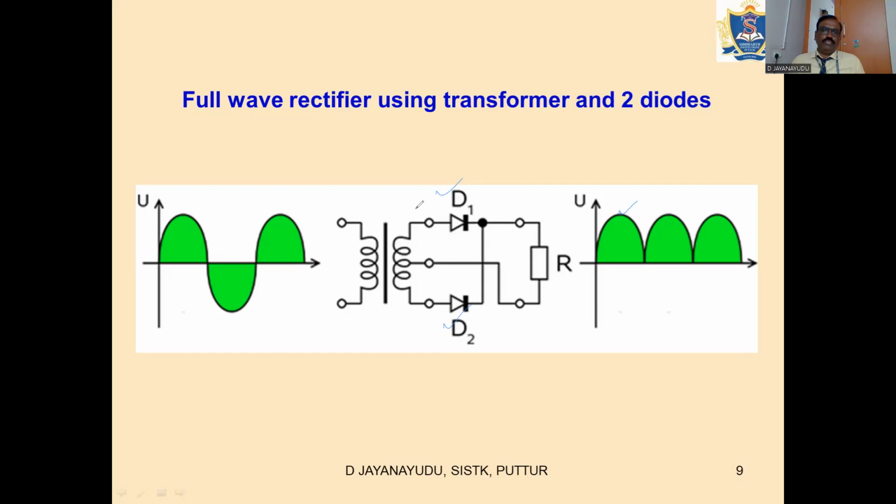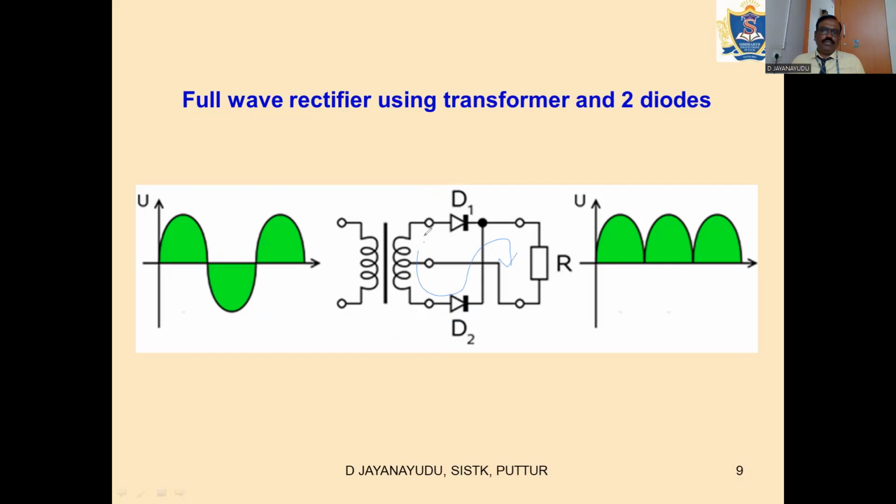What happens with D2 is, if you take this point as A, this point as B, and the center tap is grounded. For the negative half cycle, what does negative half cycle mean? Point A is negative with respect to point B. So now point B is positive. So this anode is positive with respect to the cathode. So D1 acts as an open circuit, D2 acts as a closed circuit. So now my current starts in this direction and flows through the load. This is for the negative half cycle.